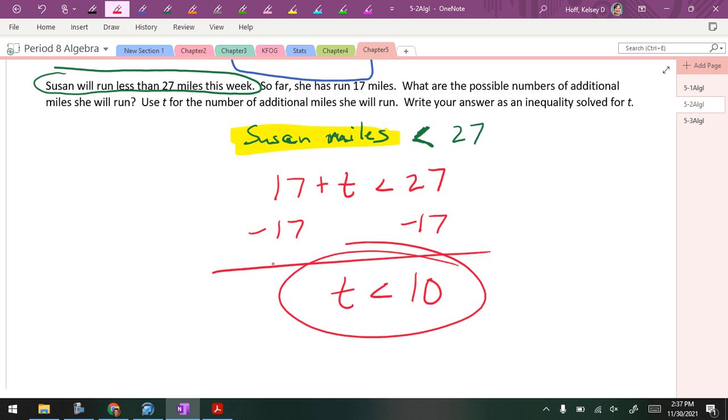The only difference in what we're doing is you may have multi-step involving multiplication or division. The biggest thing you have to worry about is if the number that you actually multiply by or the number you actually divide by is negative, you must flip the inequality.